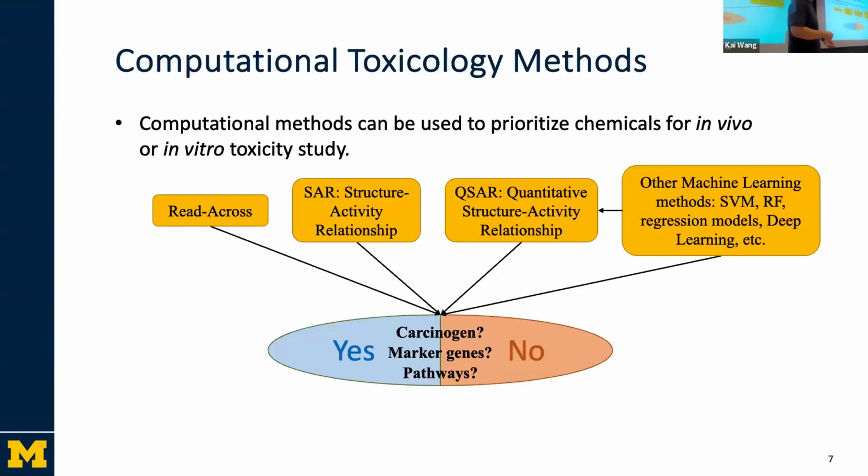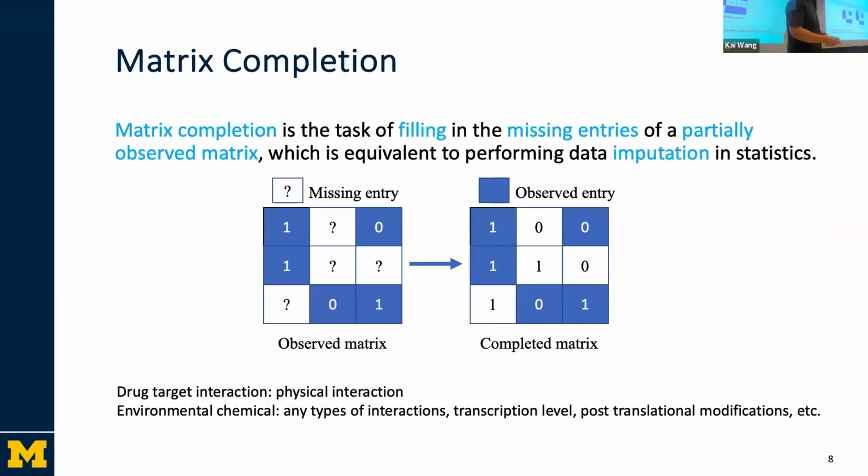For the QSAR methods, you can use different types of machine learning algorithms to do this. But for all of those methods, the limitation is that most of the time they only check whether the chemical can activate a certain marker gene or certain pathways, which is a binary classification problem. They cannot give an overview of the biological activities. So for my study, we use the matrix completion method to do this.